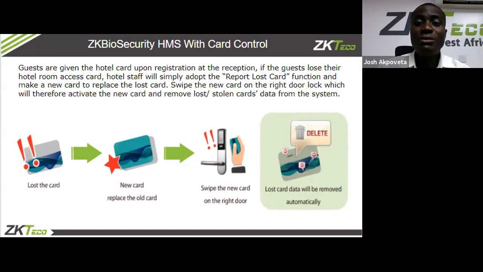Simply report to the receptionist at the front office, and there is a function in our ZK Biosecurity that is referred to as the report lost card function. This function automatically overrides the previous card and deletes it from the database and offers a new card, such that when the new card is swiped, the guest gets access to his hotel room. But if, for example, someone else gets the previous card and that card is swiped, the card cannot access that specific hotel room because it has been reported as lost and taken off the system.